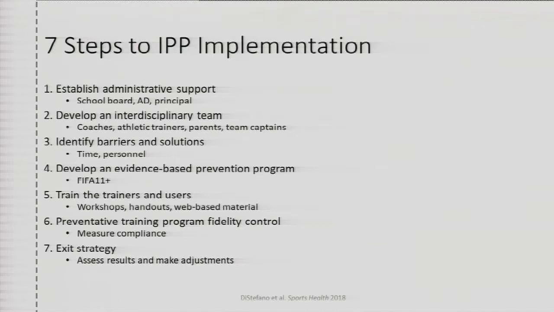To get all the coaches and everybody on board and encourage compliance, which is going to make it effective, you've got to go to the administrators usually. So whether you've got to go to the athletic director, the principal, the head athletic trainer at your school, or even up to the school board, you've got to establish administrative support. And here are three ways you can sell this.